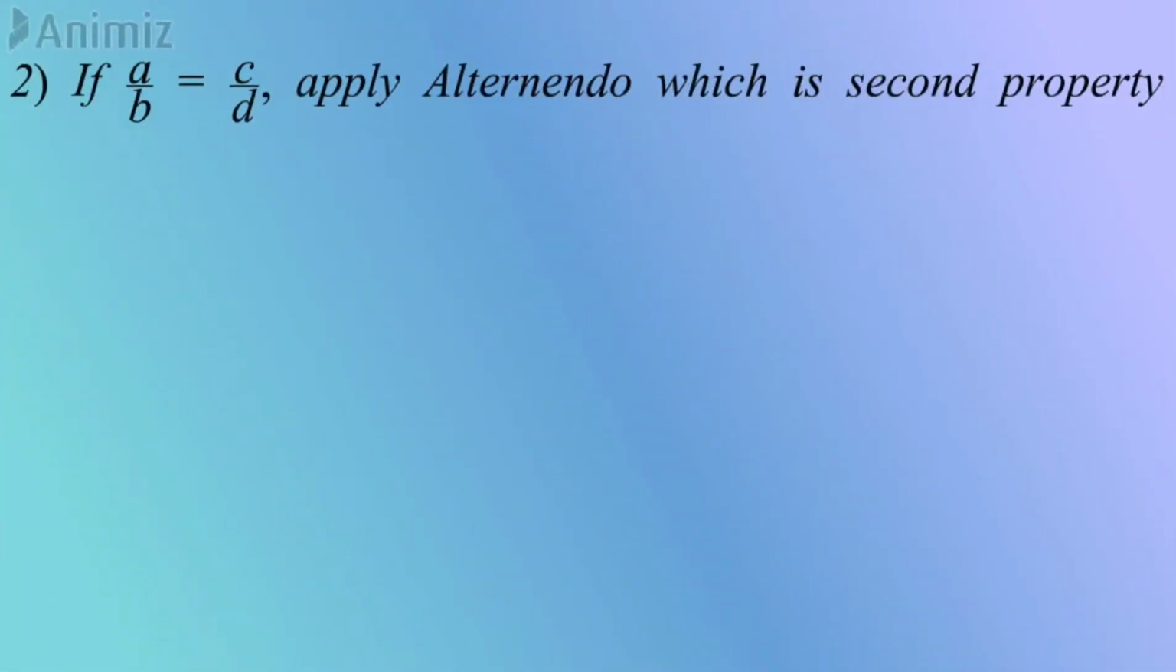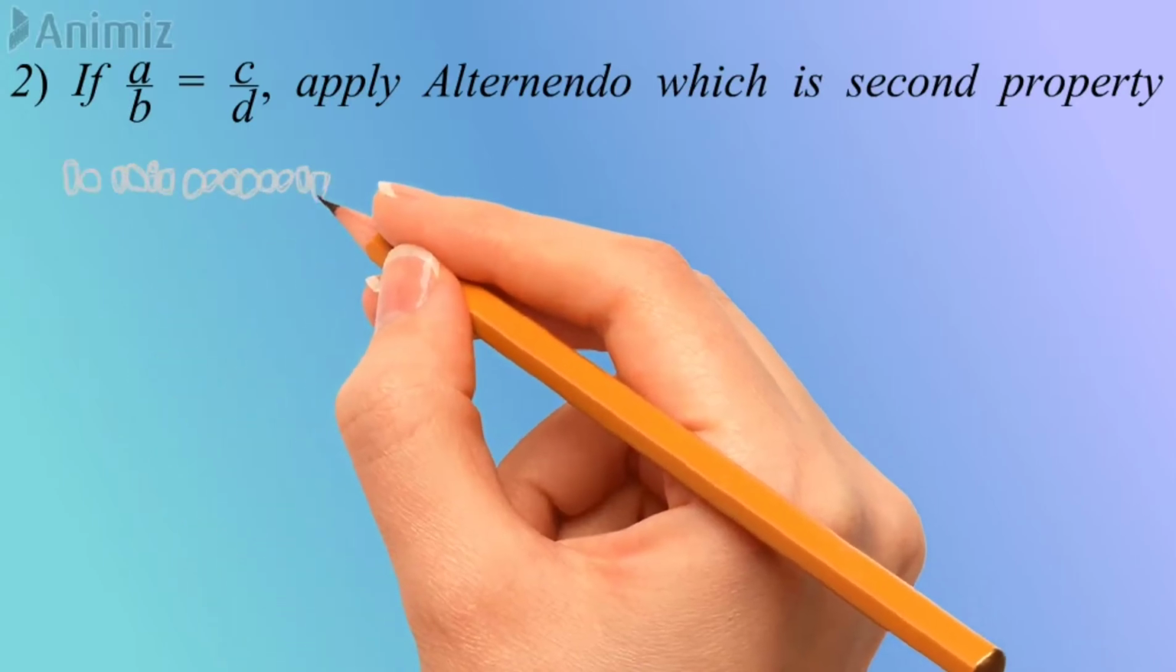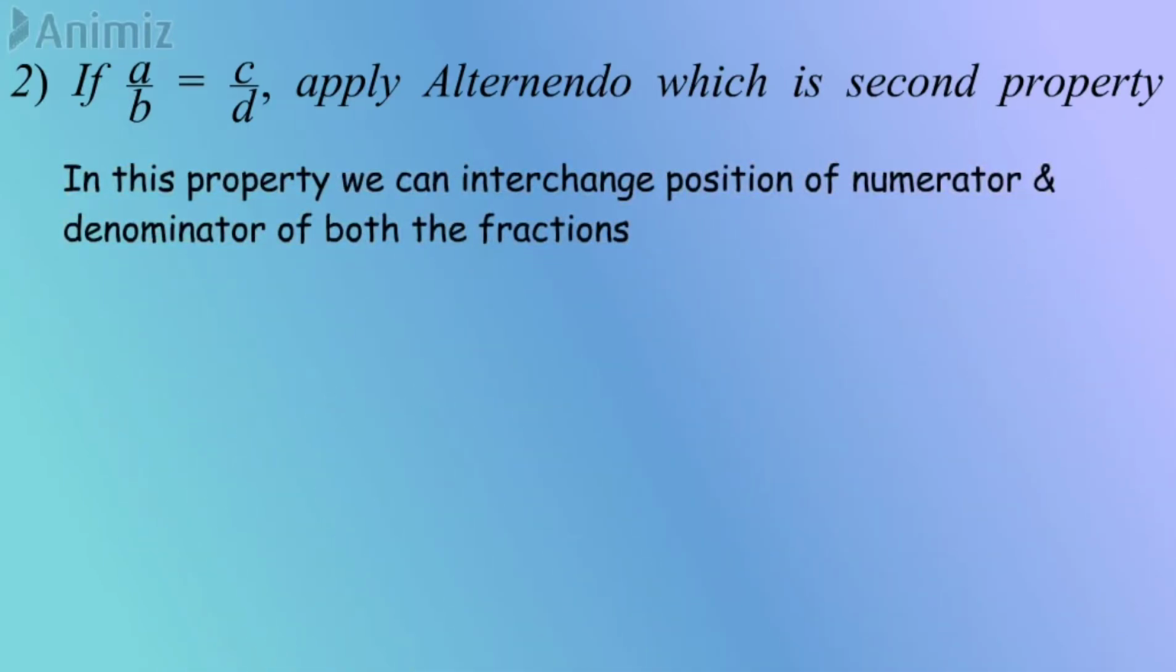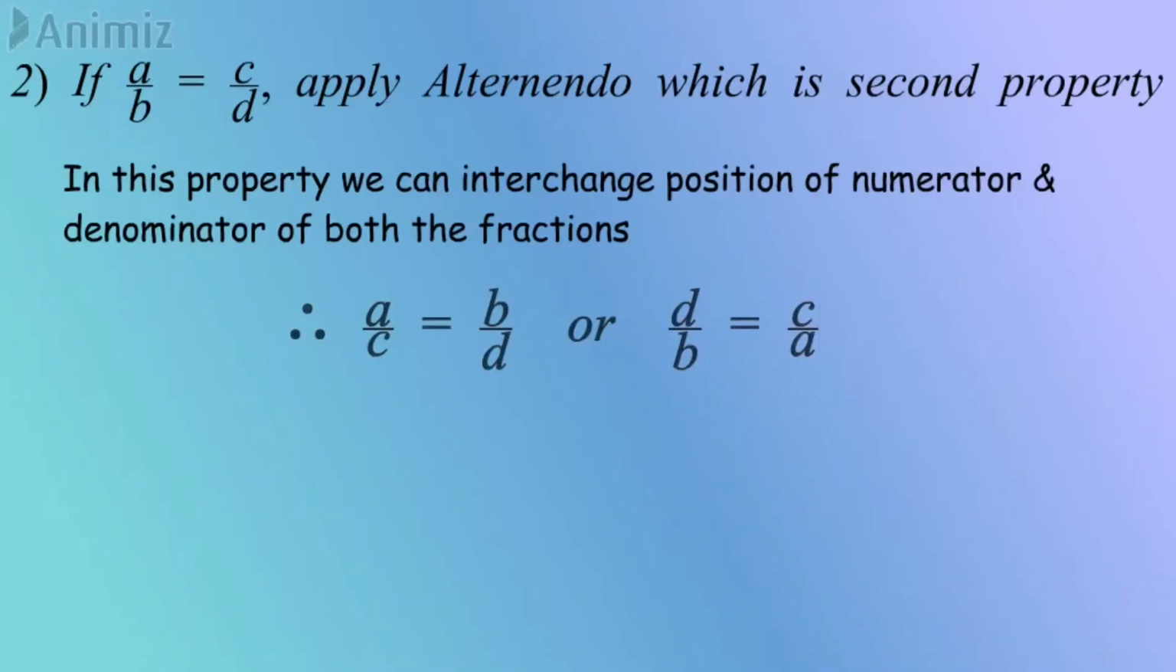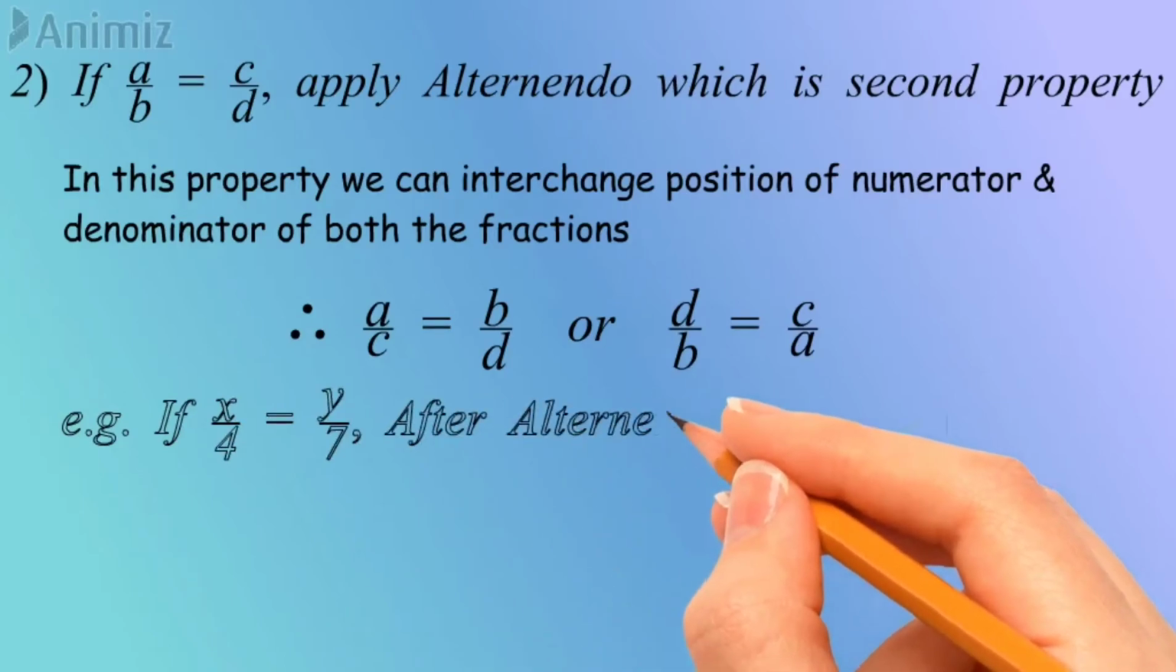Now the second property is alternando. How can you apply this property? For this property, you can interchange the position of the numerator of the left hand side with the denominator of the right hand side, or the denominator of the left hand side with the numerator of the right hand side. So what have you concluded? In this property, we can interchange the positions of the numerator and denominator of both fractions. So you can write it in two ways: A by C equal to B by D, or D by B equal to C by A.